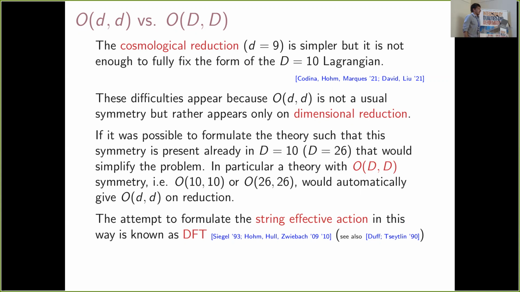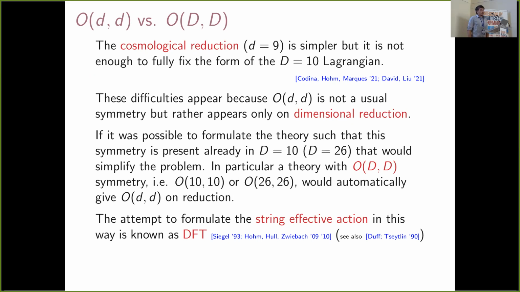Now, the difficulty in doing this appears basically because O(D,D) is not a normal symmetry because it appears only on dimensional reduction. But if it was possible to circumvent this somehow and to formulate the theory in 10 dimensions already, so that this symmetry was obvious already there, then it would be much easier to use it to determine the form of these corrections.